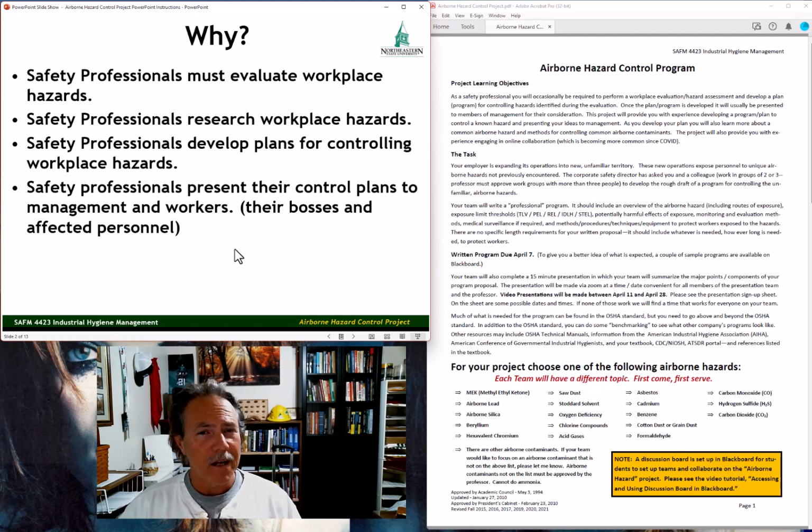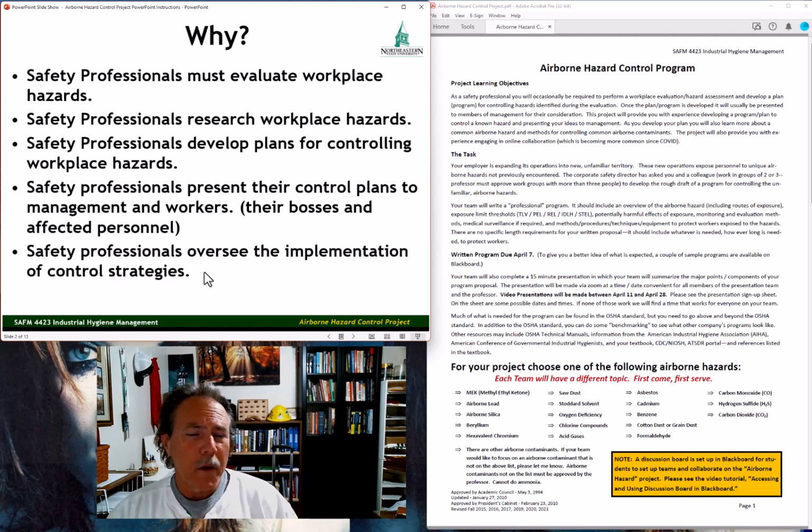And I'm talking about the safety professional level. If you're a safety technician and all you do is pass out safety glasses, you may not have to do this kind of work, but you're going to have a bachelor's degree. You're training to be a safety professional. And at that level, these are the types of tasks that you will do occasionally.